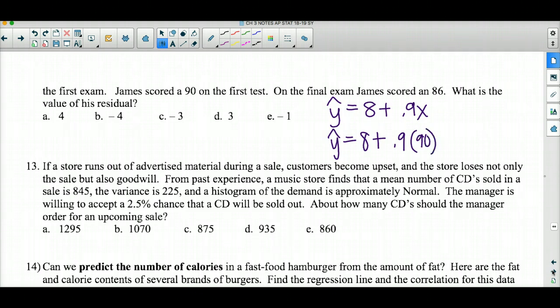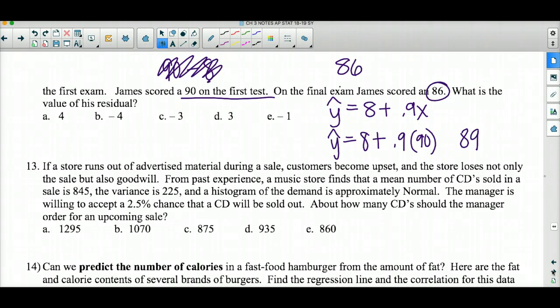Okay, so I plugged in 90 since he got a 90 on the first test. 0.9 times 90 plus 8 is an 89. Your actual minus your predicted, sorry, he had an 86. 86 is his actual, minus the predicted, which is 89. That gives me a negative 3. So the residual is negative 3.